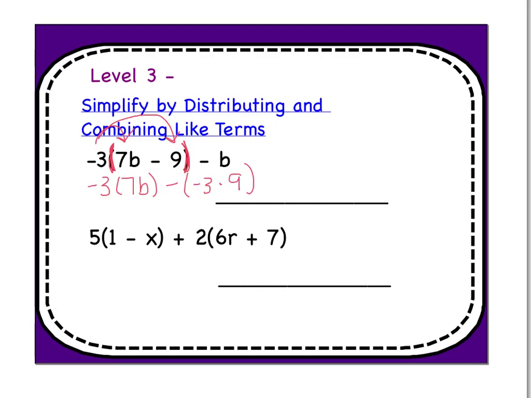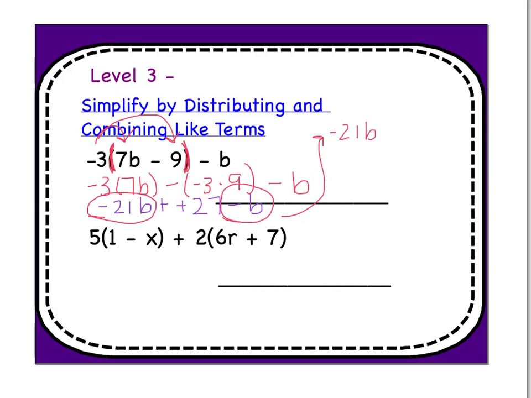This minus b is still off to the side. It's not included in there. So we should have negative 21b minus negative 3 times 9 is negative 27 minus b. Now, in this case, we can add the opposite, and we're looking for like terms. I've got some b's over here, and I've got a minus b over here. So I'm going to rewrite this up here.